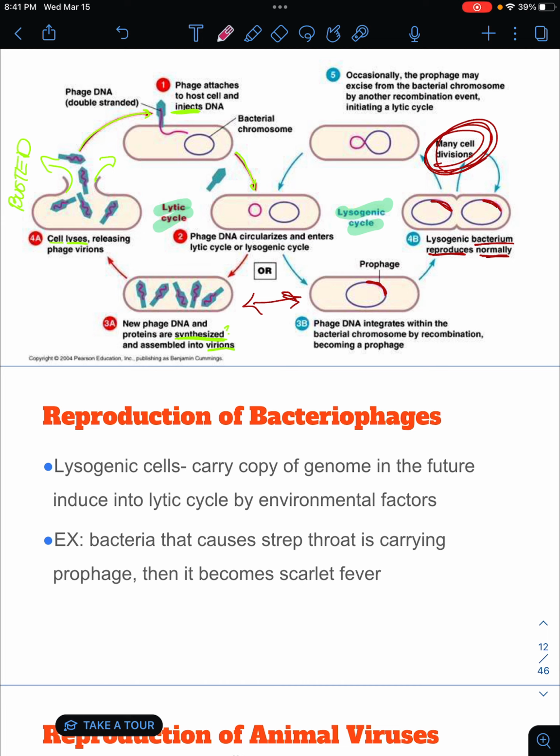For example, this is a good one, fun fact. Bacteria that cause strep throat. So bacteria causes strep throat, okay? It's in 3B, it's carrying that, it's integrated with the bad DNA, like we talked about earlier. This is strep throat. If it has the green in it, then it becomes scarlet fever. If this happens. Is that not crazy?